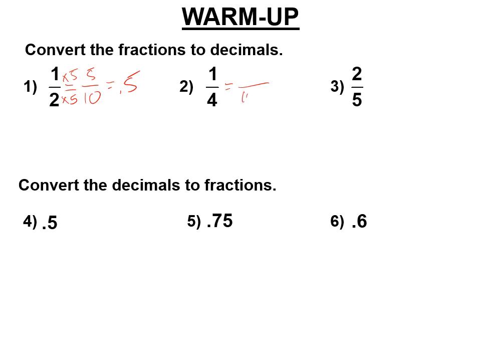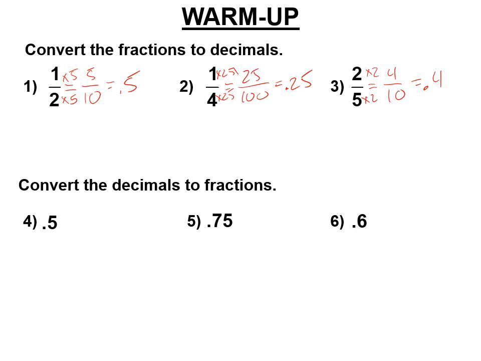1/4, right? Hopefully you've also memorized this one. 1/4 makes 25 hundredths, makes 0.25. 2/5, right? We can put it over 10, makes 4/10, right? And so that's how to go from fraction to decimal for terminating decimals, right? These were all terminating decimals.